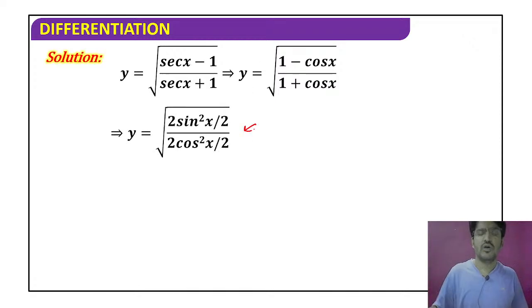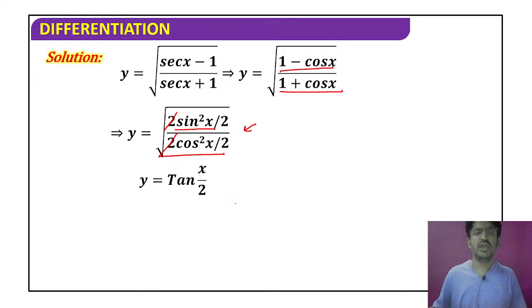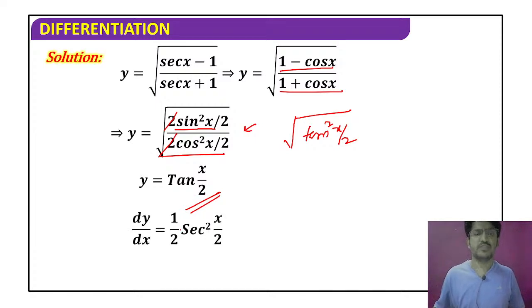Okay, so that is what we have got here. The formula of 1 minus cos x is 2 sin square x by 2, and 1 plus cos x is 2 cos square x by 2. The 2 cancelled. Therefore, this will be tan square x by 2, so root of tan square x by 2, the root will get cancelled and you will get tan x by 2. What is the differentiation of tan x by 2? 1 by 2 into secant squared x by 2. Okay. So option 1 is the right answer. Option 1 is the right answer. Clear?